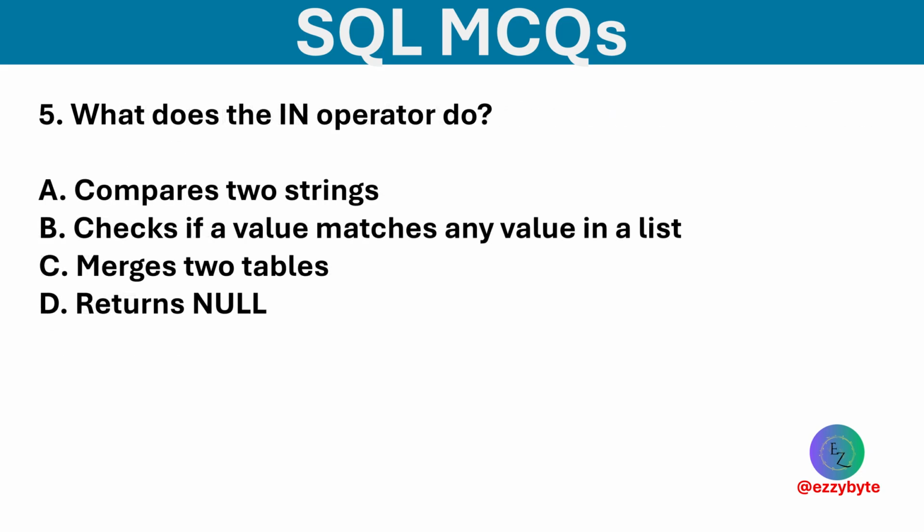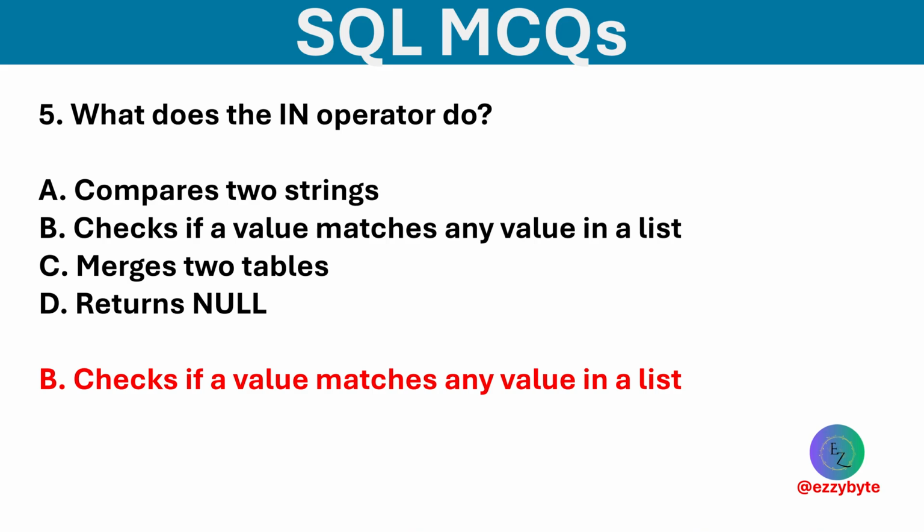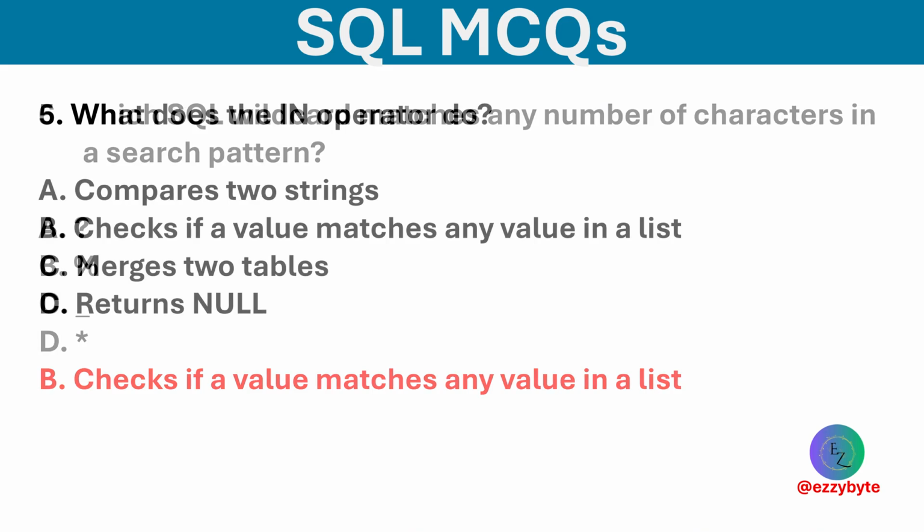What does the in operator do? Options are compares two strings, checks if the value matches any value in a list, merges two tables, and returns null. Option B is correct. In allows you to specify multiple values in a where clause.